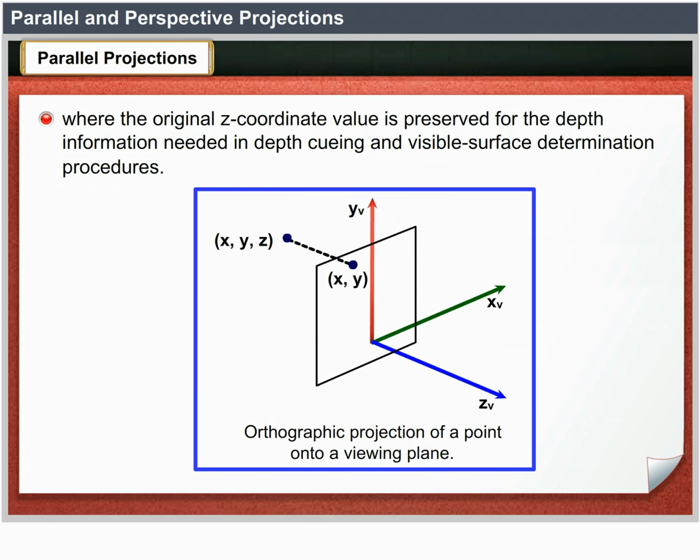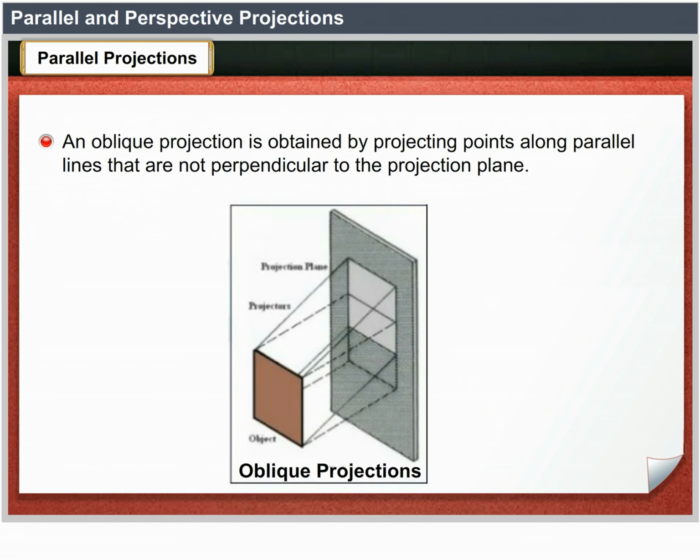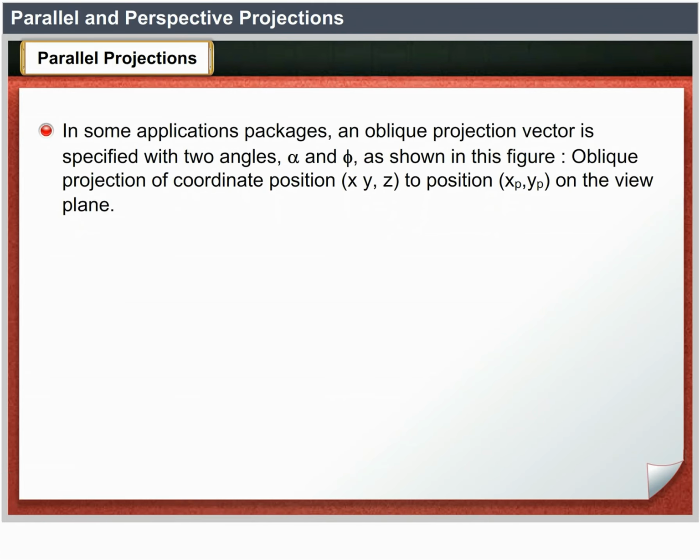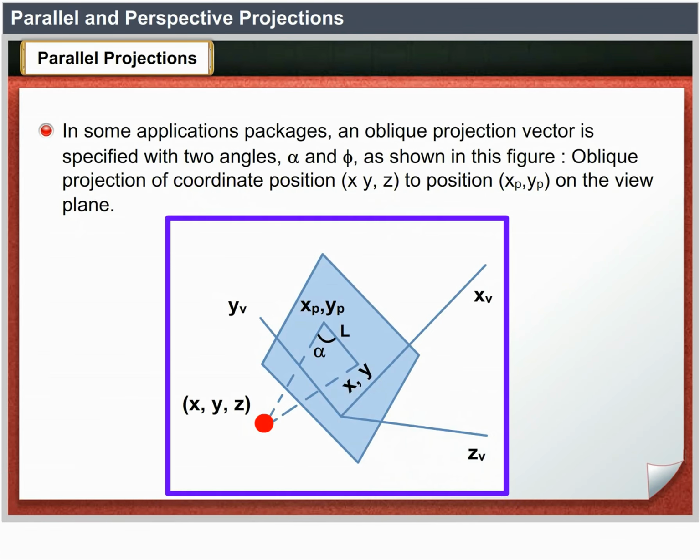An oblique projection is obtained by projecting points along parallel lines that are not perpendicular to the projection plane. In some application packages, an oblique projection vector is specified with 2 angles, alpha and phi, as shown in this figure.